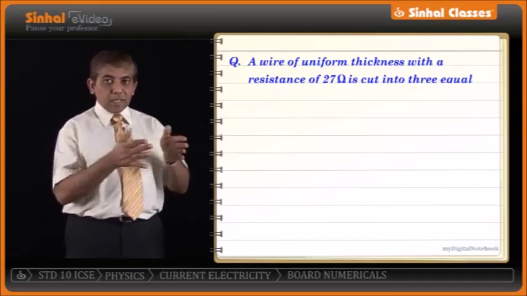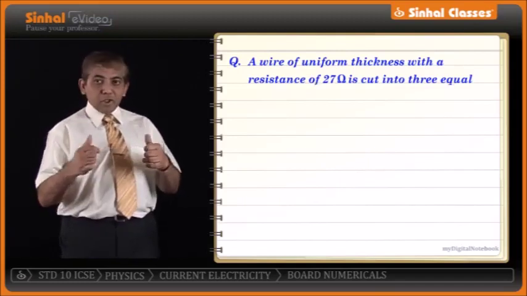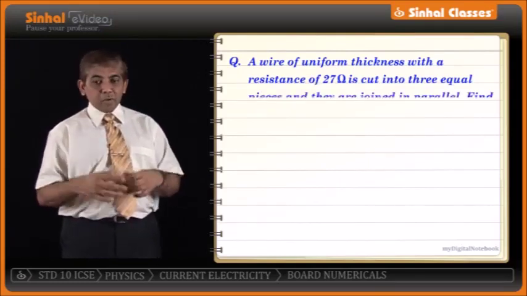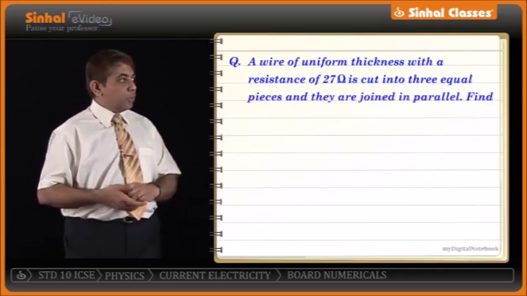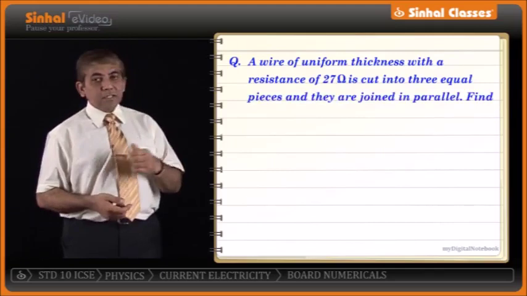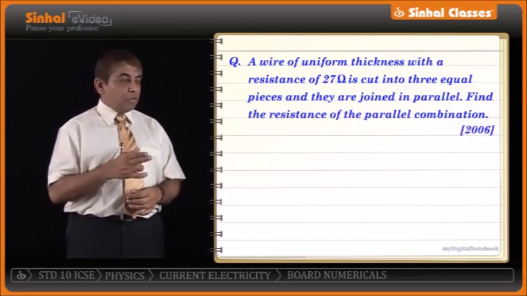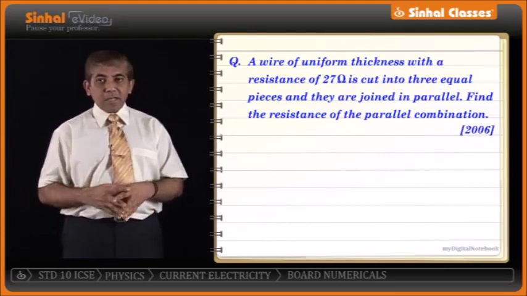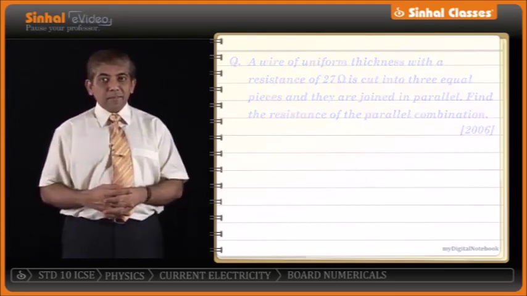So I'm cutting the wire into 3 equal parts or sections, and then joined in parallel. So I'm cutting it into 3 parts, then connecting them in parallel as shown. Find the resistance of the combination. So what will be the value of resistance when it is cut into 3 equal parts of uniform thickness?